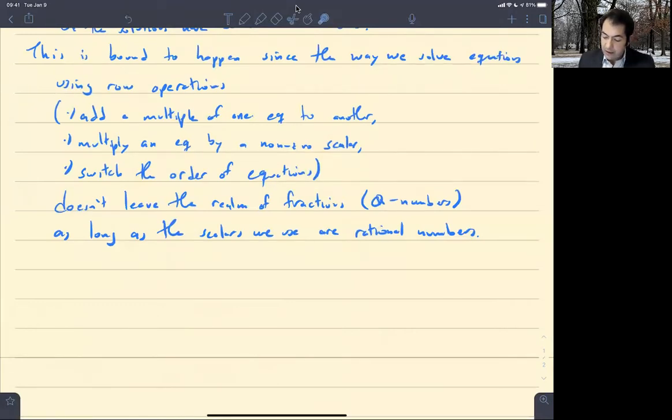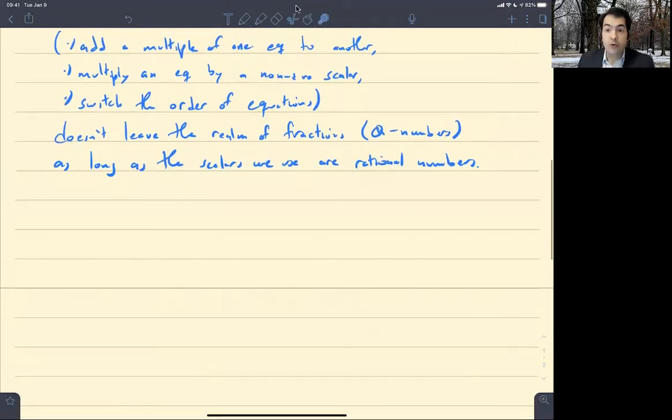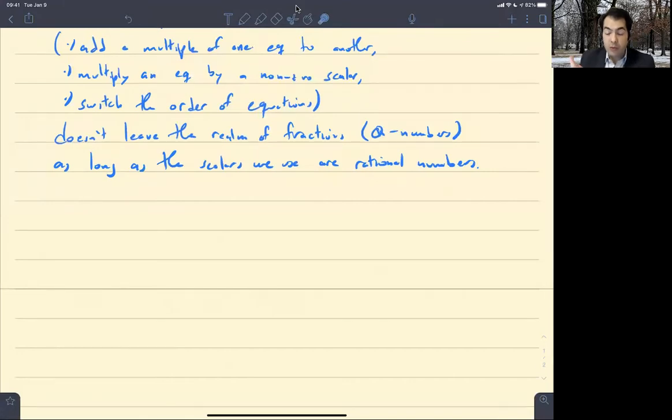If you're adding a multiple of one equation to another one, okay, well, there's this multiple, right? But as long as the scalars you're using are rational numbers, as long as this multiple is a rational multiple of one equation that you're adding to another, then the numbers that you're writing down are going to keep being rational numbers. Same thing if you multiply an equation whose coefficients are all rational numbers by a non-zero rational number, then you're going to still have an equation whose coefficients are all rational numbers, right? So as long as we start out with rational numbers, we're always going to have rational numbers. And then once we've gotten to reduced row echelon form and we can read off the solution, it's only going to involve rational numbers.